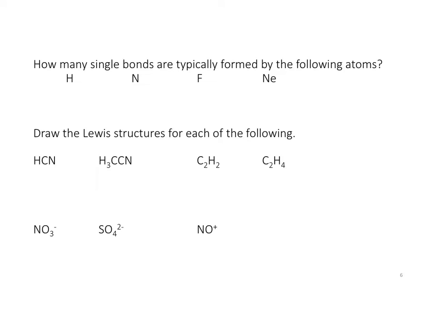Okay, so how many single bonds are typically formed by the following atoms? Now I call these my happy atoms. Okay, my happy atoms. See my happy face? Happy atoms. And when I'm trying to figure out connectivity and what the structure is, I have this as my go-to, because hydrogen will form 1 single bond.